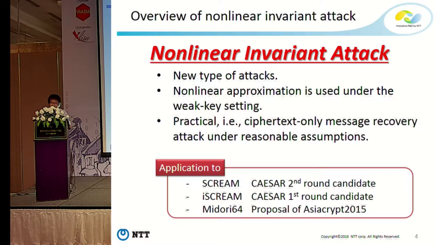Nonlinear invariant attack is a new type of cryptanalysis technique under the weak key setting. And surprisingly, this attack is a practical attack. We can extend this attack to a ciphertext-only message recovery attack under a reasonable assumption. I have three applications. One is SCREAM, a CAESAR second round candidate authenticated encryption. iSCREAM is a first round candidate. And the third is Midori64, a block cipher proposed at last Asia Crypt.